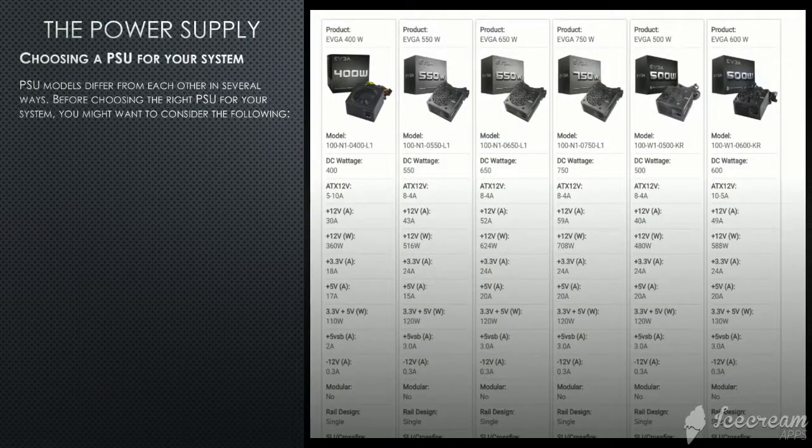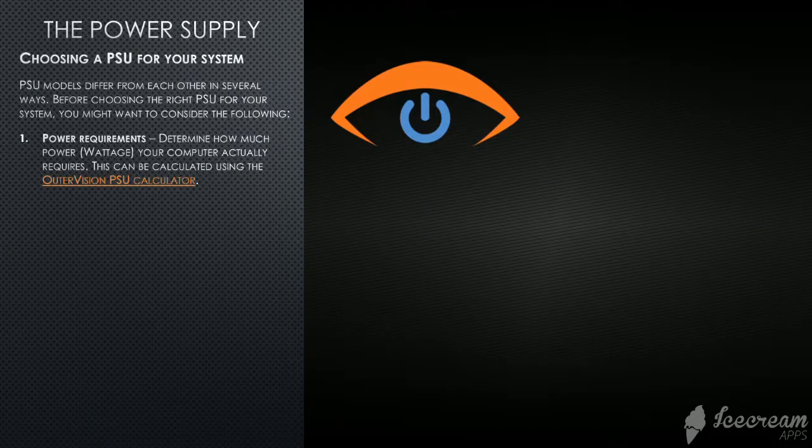Power supply models differ from each other in several ways. Before choosing the right power supply for your system, you might want to consider the following. The first important thing is the power requirements. The first thing to do is determine how much power or wattage your computer actually requires. This can be calculated using the Outer Vision power supply calculator. We'll do a demonstration later.